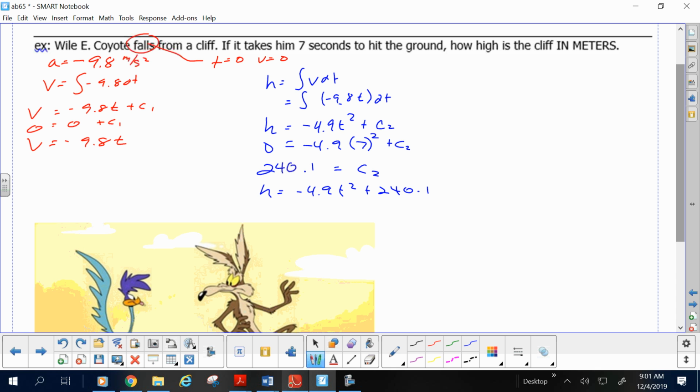Now we can answer the question. How high is the cliff? 240.1. Why is the constant the same as the initial height? Because at time equals 0, his height is 240.1. So the height of the cliff must have been 240.1. Cool? Okay. Try one on your own.